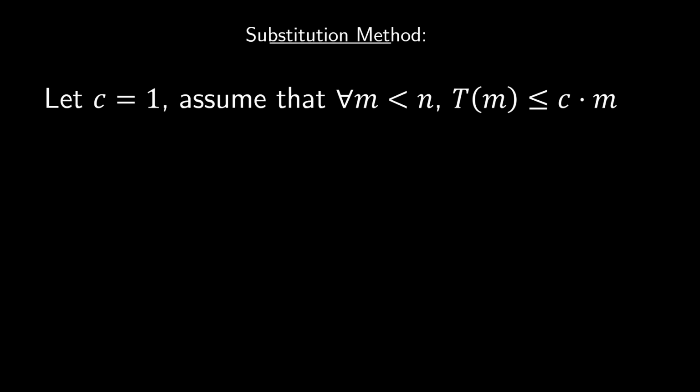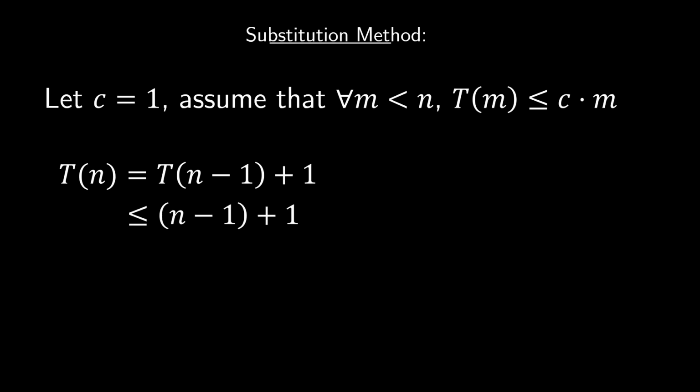Okay, so now we've assumed it for all values less than n. We need to prove it for n, right? So let's take Tn, and typically we need to expand the definition of Tn, which happens to be T(n-1) plus 1. Okay, this is by definition of Tn.